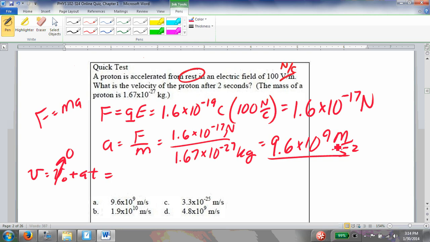And I get 1.9 times 10 to the 10. And that's faster than the speed of light, so that's not a realistic number, but I mean, these particles do go very fast, in fact.